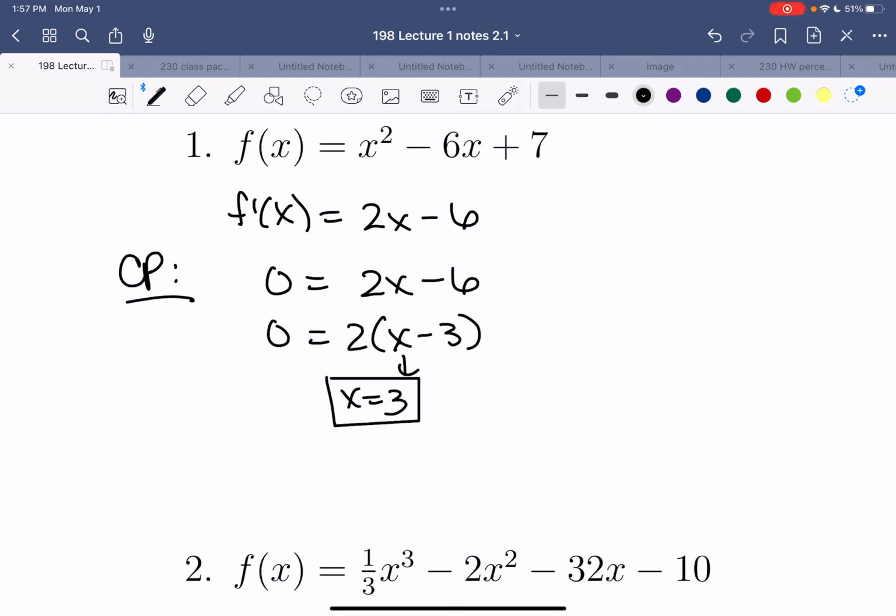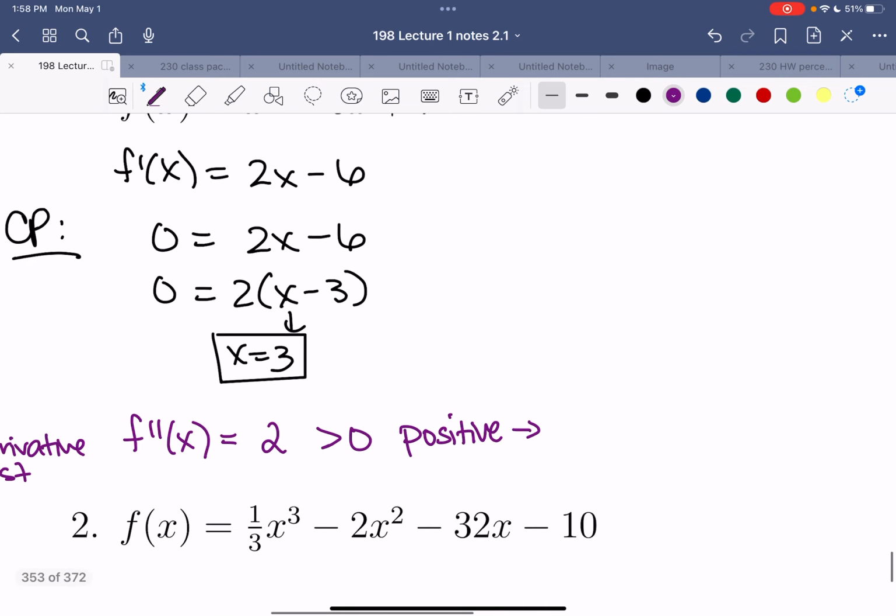From there, we get to choose first or second derivative test. On this one, I would absolutely go second derivative test, and the reason is that the second derivative is easy to calculate. If I take the second derivative, it is going to be 2. I don't have any x's to plug anything into. This is always greater than 0. It's always positive.